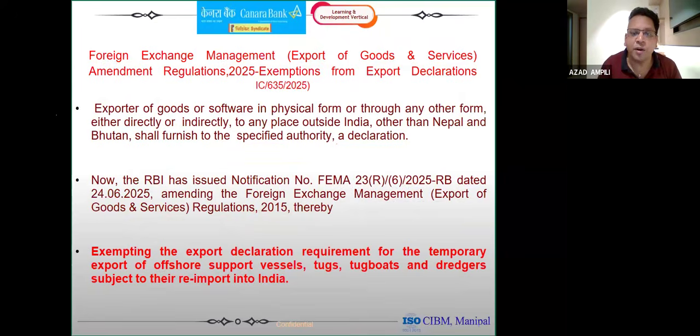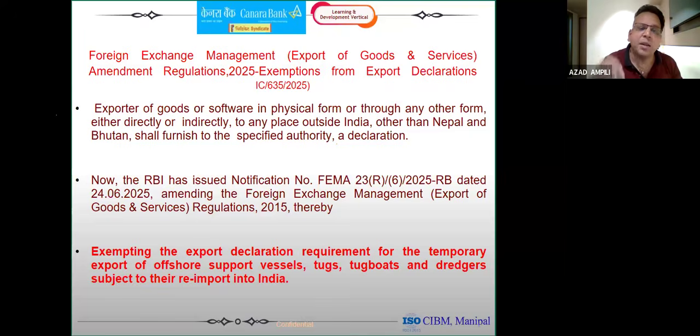Exporters of goods or software in physical form or through any other form, either directly or indirectly to any place outside India other than Nepal and Bhutan, shall furnish to the specific authority a declaration. So whatever export is happening from our country, export declaration should happen. This is the instruction, but there are exceptions. Before knowing the exceptions, in 635 bar 2025 they have named one new exception.